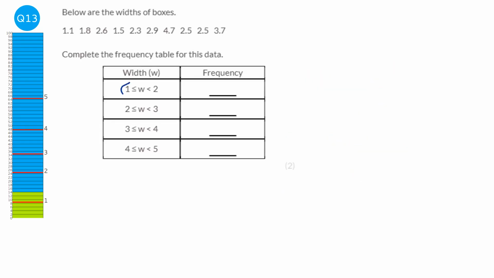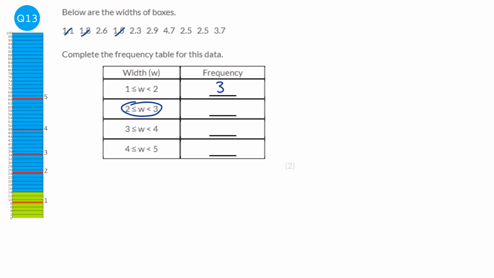So what this means is that the width is between 1 and 2. So we're going to look at our list and see all the widths that are between 1 and 2. This bit here means it can equal 1. This bit here means that 2 would go to the next group. So we've got 1, 2, 3 numbers that are between 1 and 2. So the frequency will be 3.